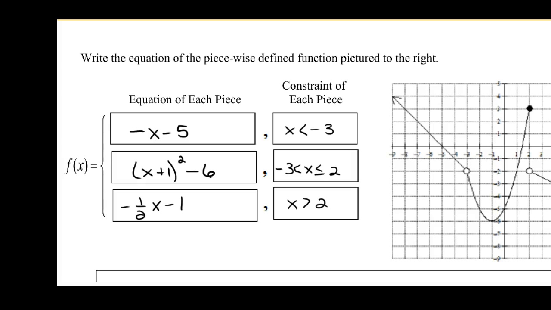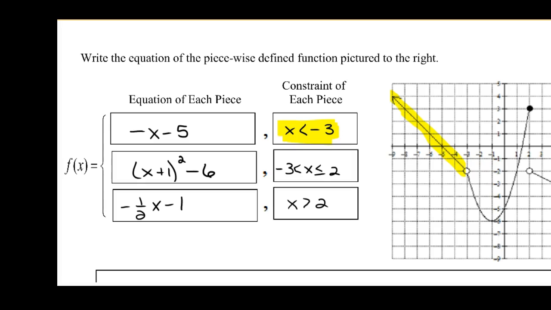Okay, so next we're going to look at a piecewise defined function, and I've gone ahead in the interest of time and filled in the equation of each piece and the constraints. We can see that we follow the function negative x minus 5. This has a slope of negative 1, up to, but not including negative 3. So that's what we see here for x is less than negative 3, but not equal to.